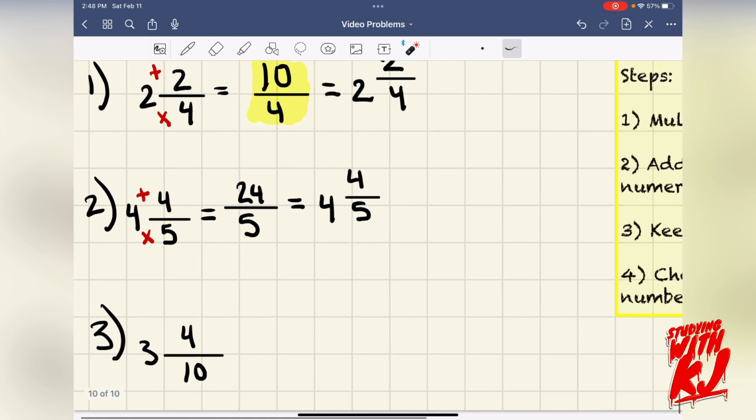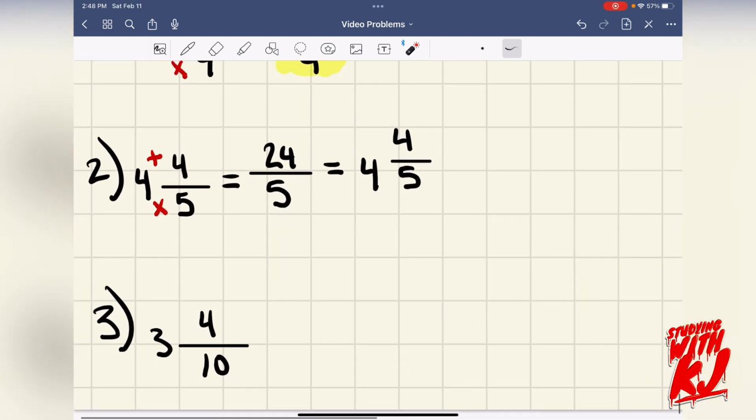So now on to our last example problem. Our last example problem reads 3 and 4/10. So our first step is to multiply our denominator by our whole number. So 10, put that in red, 10 times 3. And then we have to add that to our numerator. So 10 times 3 is 30, plus 4 is 34. And then our denominator of our improper fraction will be 10. So our improper fraction is 34 over 10.